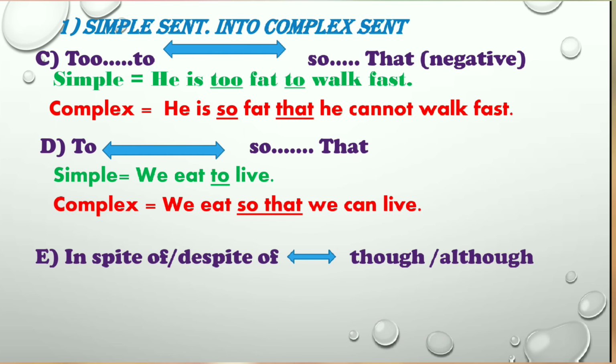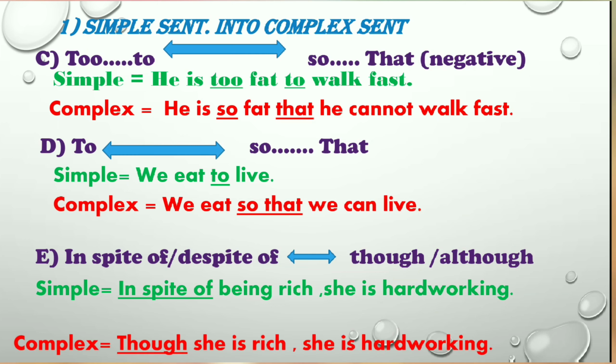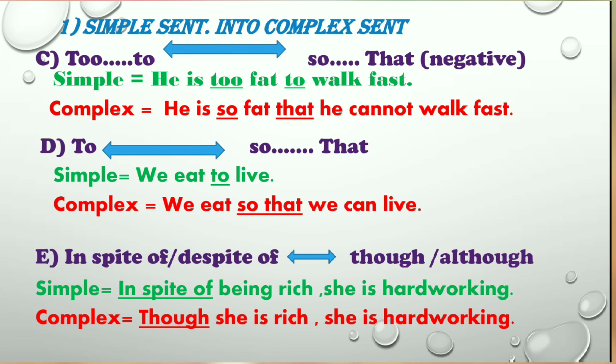Now, in spite of or despite of. If it is used in a simple sentence, you can remove it and use though or although and make a complex sentence. Let's see the example. In spite of being rich, she is hardworking. So we can remove in spite of and we can use though or although. In the complex sentence: though she is rich, she is hardworking. So though is used, so we will get the complex sentence.